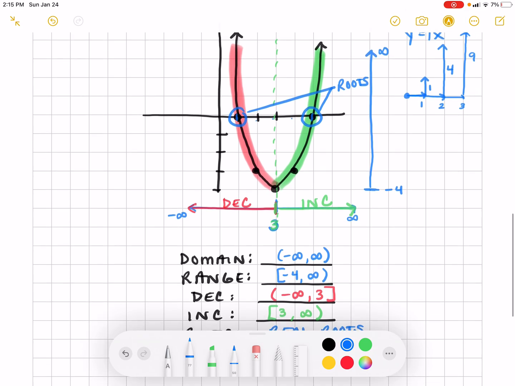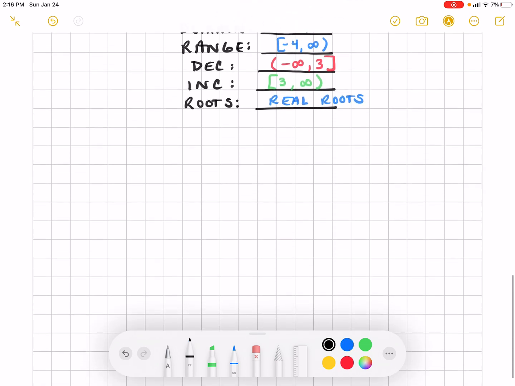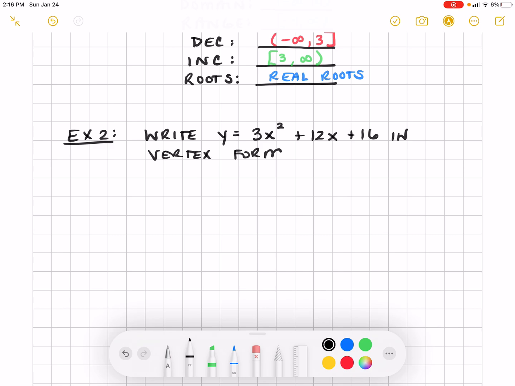All right, let's take a look at another example of how to convert from standard to vertex form. So, example 2. Let's use y equals this time just to kind of change up our notation. 3x squared plus 12x plus 16 in vertex form. And then again, we're going to graph the parabola as a little review.